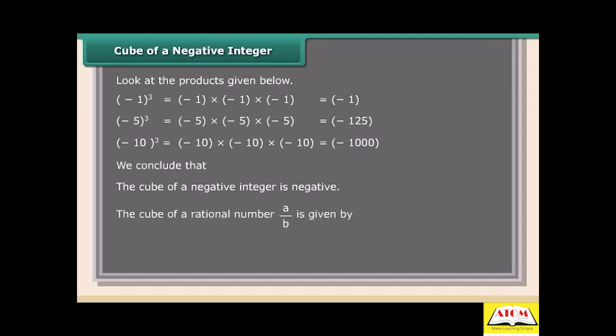The cube of a rational number a upon b is given by a upon b cube is equal to a cube upon b cube.